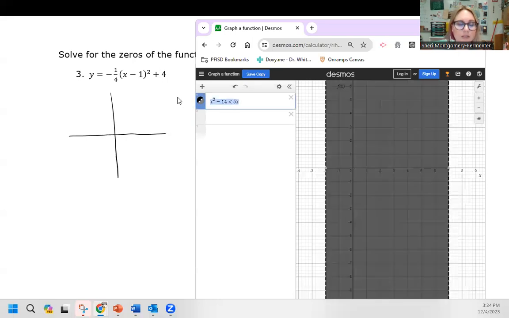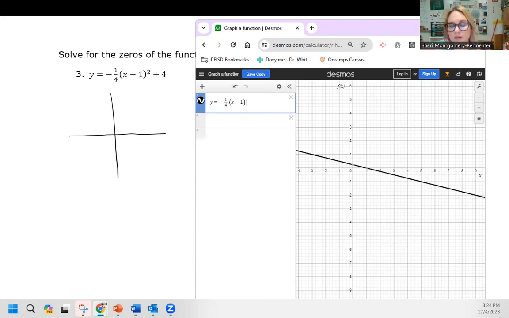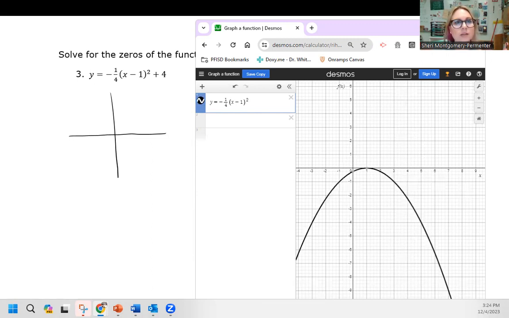So I'm going to delete all of that, and I'm going to type in y equals negative 1 divided by 4, and I have to arrow over, parentheses, x minus 1. 1 divided by 4, like the slash button. And then I have to put squared plus 4.